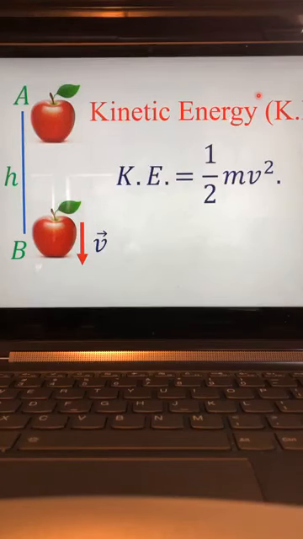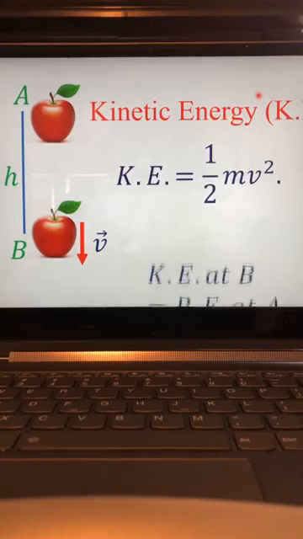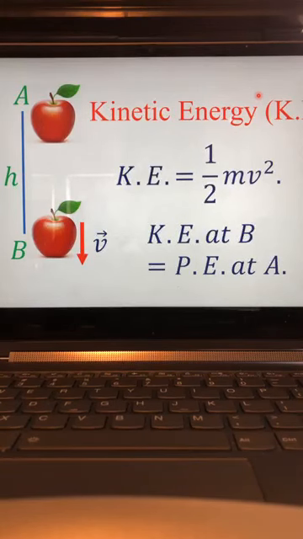And we know that the kinetic energy is given by the formula I just explained, right? Half times mass of the apple, in this case, times velocity squared at point B. So that is the kinetic energy at point B. And since the apple was at rest at point A, the kinetic energy there is 0. So according to conservation of energy, the kinetic energy at the bottom point B is equal to the potential energy at point A. That means the total energy will be conserved.